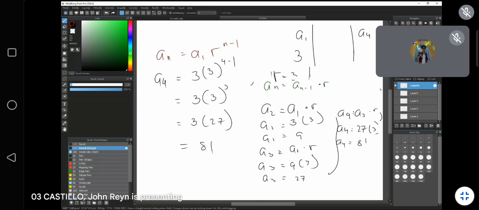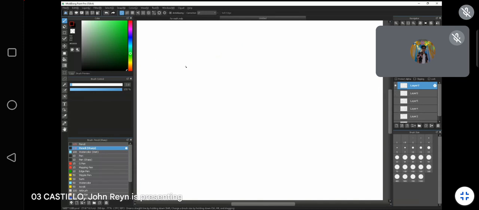So, finding the nth term and general term now. Again, we're going to use the usual formula, which is a sub n equals a1 times r to the n minus 1. To solve for the general term, let's give a geometric sequence first. Let's use 2, 4, 8 again, because it's very simple. So we'll be finding the n.